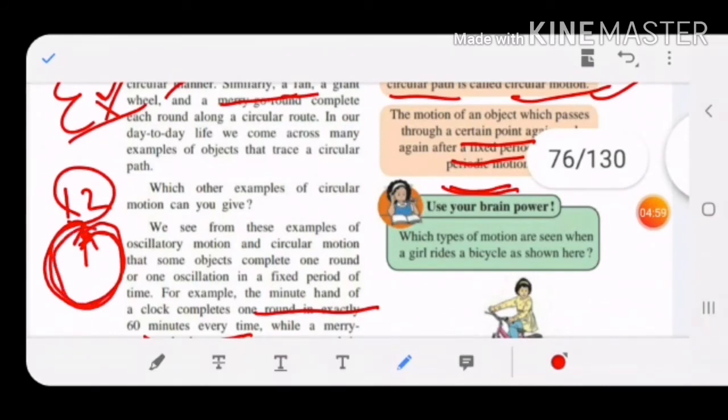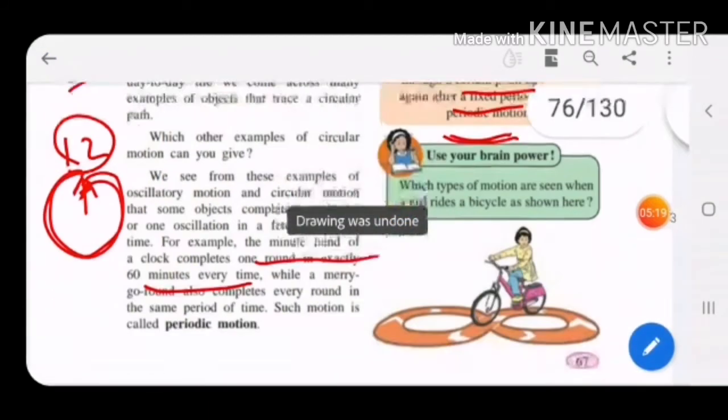So that motion in which the time is fixed and it comes back to the same point again, such type of motion is called, children, periodic motion. You can give the example of the minute hand of a clock. It completes one round. It starts from 12, it again comes to 12 after exactly 60 minutes. Minute hand of a clock. Then the second example, a merry-go-round. It also completes every round in the same period of time.